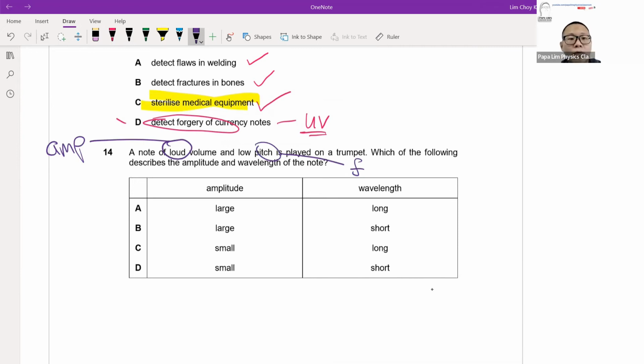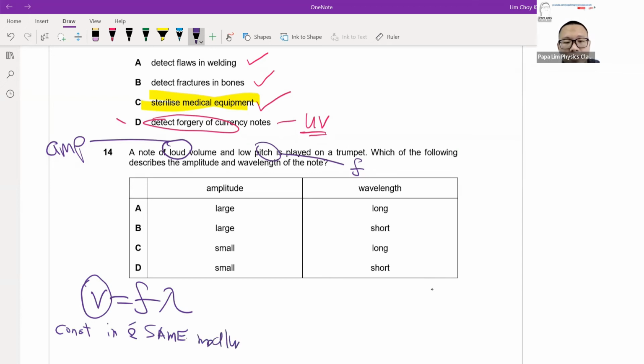Together they combine to give one formula that is quite common, which is v = f λ, for the speed of sound. Remember, the speed of sound in the same medium is always constant. It's always a constant number in the same medium. So these are the things we want to take note of. Let's take a look.